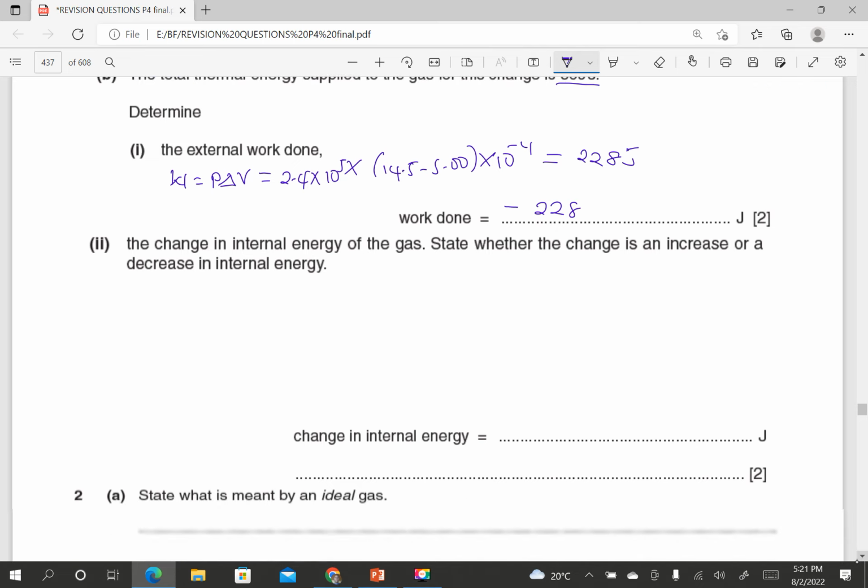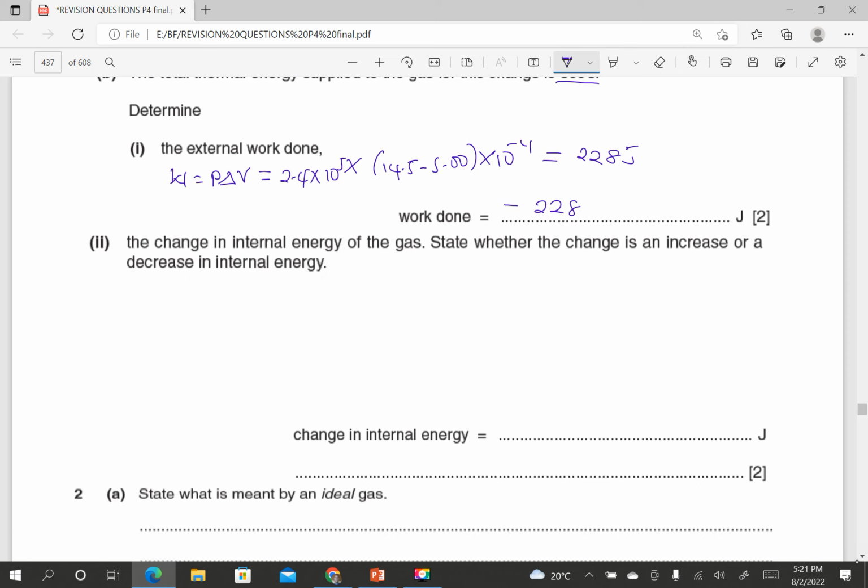Then the next part of the question: the change in internal energy of the gas. State whether the change is an increase or a decrease. By the first law of thermodynamics, the change in internal energy will be equal to the heat supplied plus the work done. The heat is added to the system, so it is positive, 569. The work done is negative because the system does work on the surroundings, and this gives us 341. You notice that this is a positive value. So this is 341.